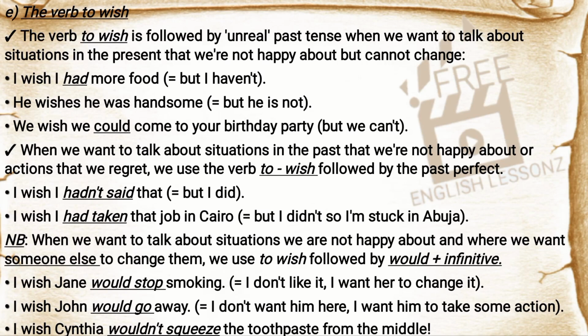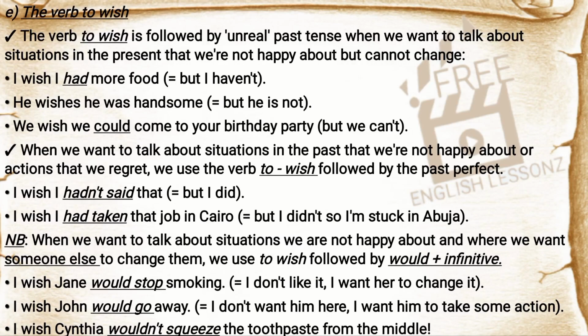When we want to talk about situations in the past that we're not happy about or actions that we regret, we use the verb to wish followed by the past perfect. Examples: I wish I hadn't said that, equals but I did. I wish I had taken that job in Cairo, equals but I didn't, so I'm stuck in Abuja.